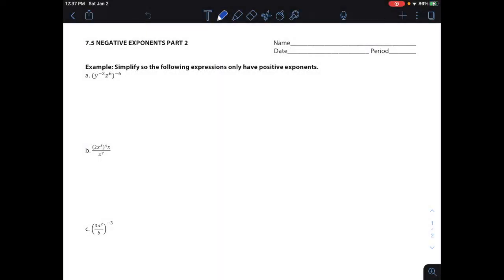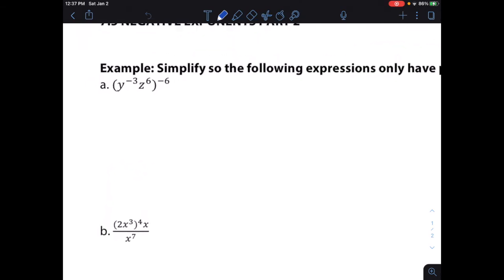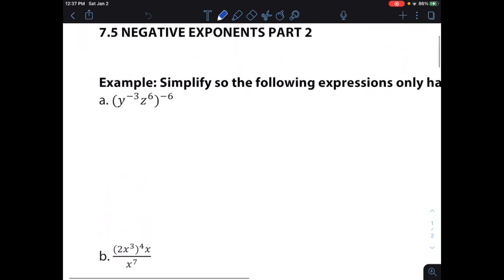All right, welcome back. Negative exponents part two. So here we have much more complex things that we're dealing with. If you look at this first example, it's much more complex because we have a negative exponent inside the parentheses, we have a positive exponent inside the parentheses, and then we have a negative exponent on the outside of the parentheses.